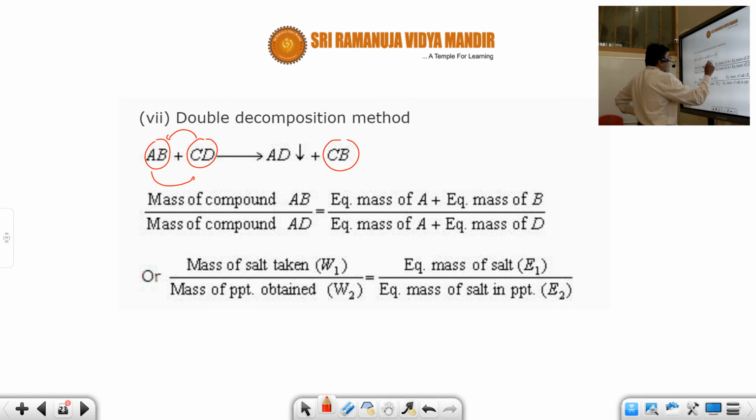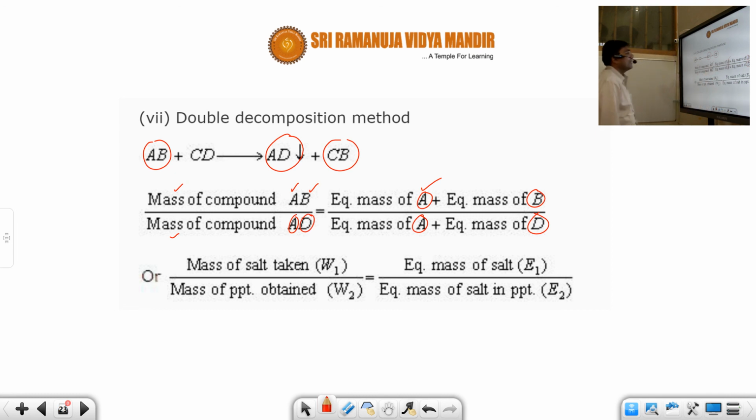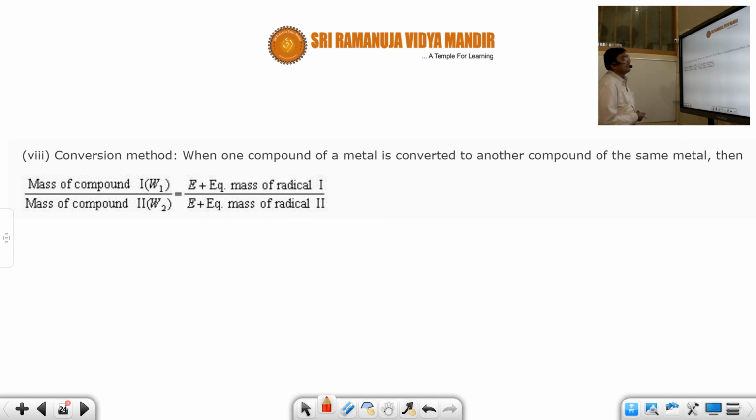Mass of the compound AB, this is AB. Just have a look here. I will just wipe it off. So the mass of the compound AB by the mass of the compound AD, here AB is the reactant and AD is the product, is equal to the equivalent mass of A plus the equivalent mass of B, by the equivalent mass of A plus the equivalent mass of D. This is how you can find it. I hope you are very clear, and let us solve some numericals associated with it very shortly.